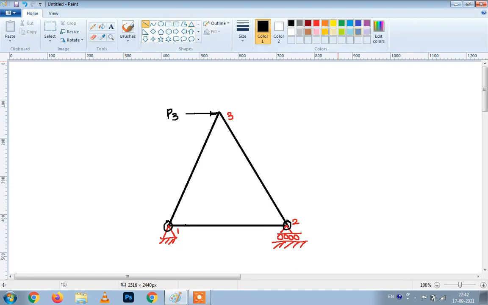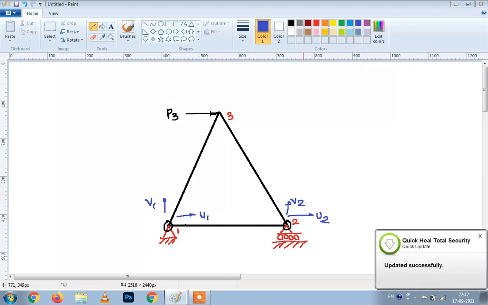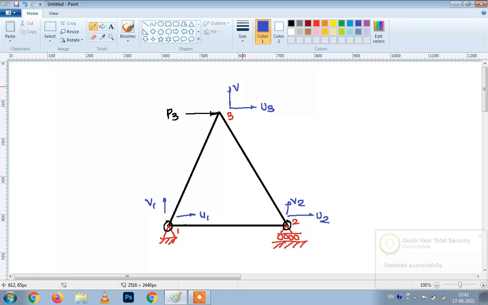Now at each node point we will get 2 degrees of freedom. So with 2 degrees of freedom, we will get displacements, for example displacement u1, v1 and displacement u2, v2. In the x direction the displacement is indicated with u, and in the y direction the displacement is indicated with v. So at node point number 3 it will be u3 in the x direction and v3 in the y direction.